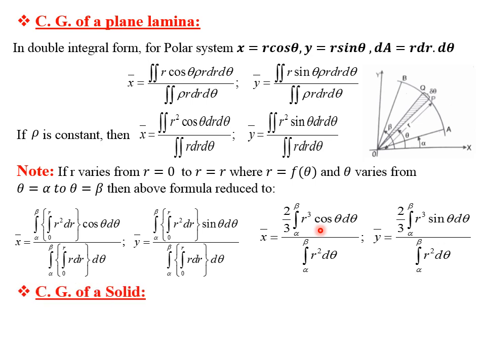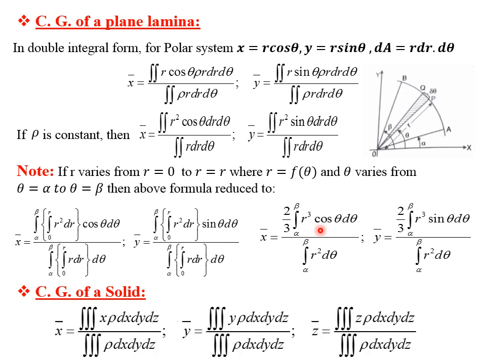Now after studying these, CG of a solid. So the CG of a solid, obviously when we are talking about a solid, it will be in a three-dimensional geometry, and in that case the CG will have three coordinates, x bar, y bar and z bar, and those are given by these formulae. X bar is equal to triple integration x rho dx dy dz upon triple integration rho dx dy dz. In a similar manner we can define the formulae for y bar and z bar. Okay, this is the CG of a solid in a Cartesian coordinate system.